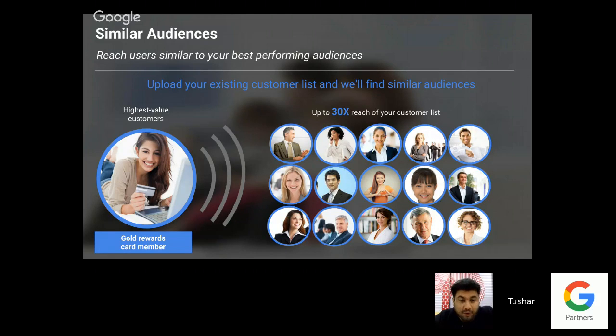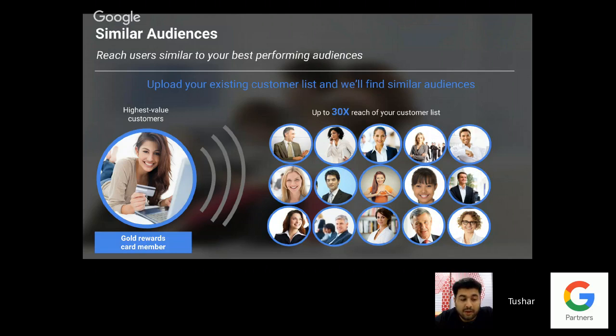You can actually upload an email list, which is called a customer match list, onto your remarketing section of the account, which is your shared library in AdWords, and we'll create similar audience lists for you for that. The AdWords system creates similar audiences based on the people who are already there in your list, and you can actually target those people.